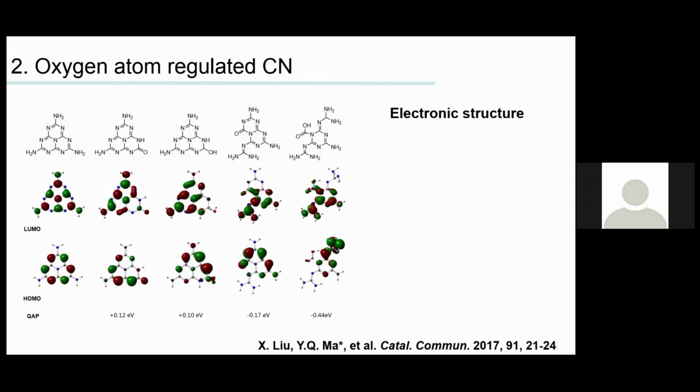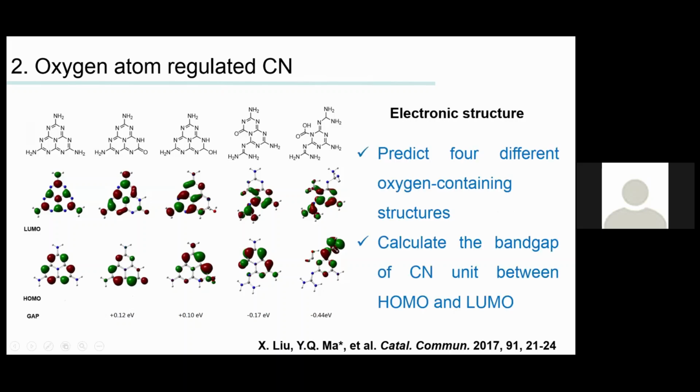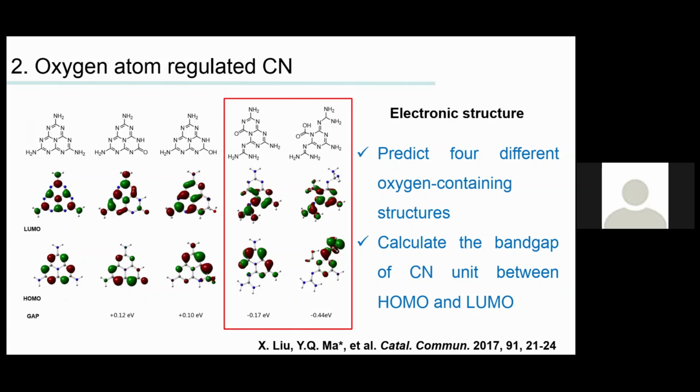With the incorporation of oxygen atoms, the electronic structure may be tuned. Thus, we predicted 4 different oxygen-containing structures and calculated the band gap of the carbon nitride units between the HOMO and the LUMO. The results suggested that these two structures in the units with narrower band gaps are favorably formed after oxygen atom doping.